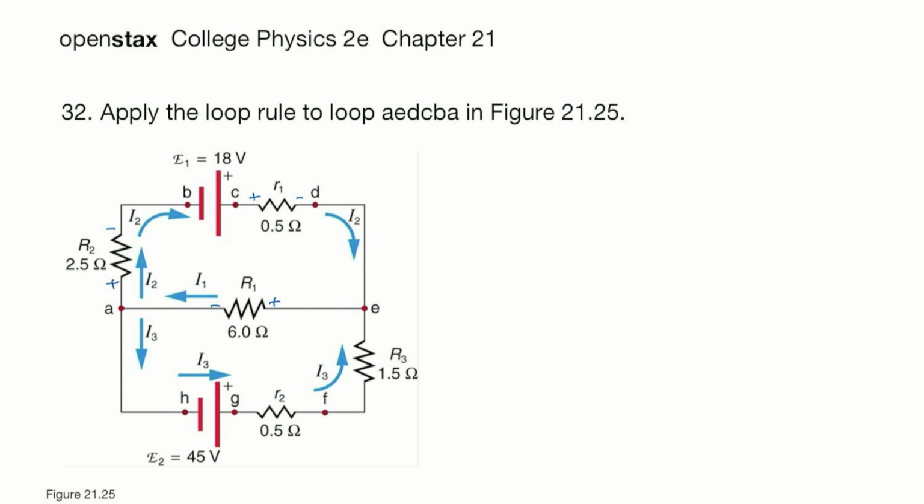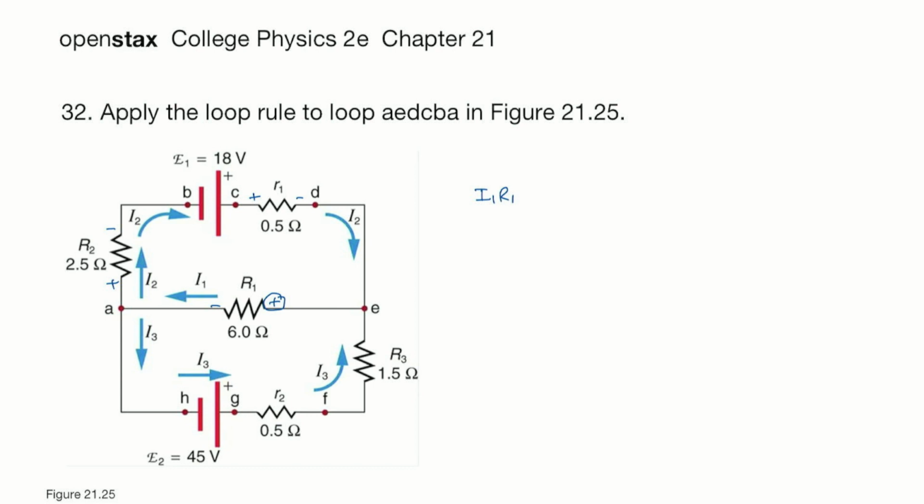Okay, so we're starting at A, going towards E. We come across resistor capital R1. The last sign we see is the plus. And so we have a potential difference of I1 capital R1.